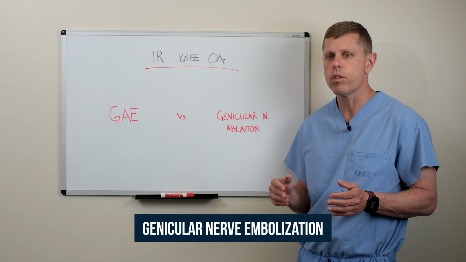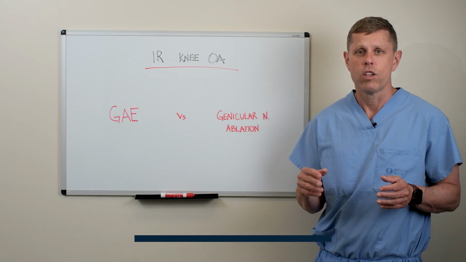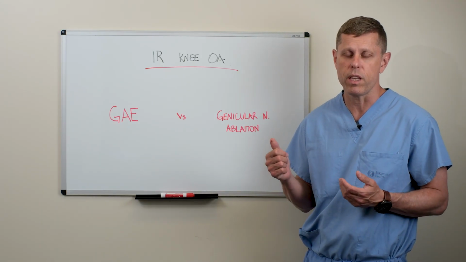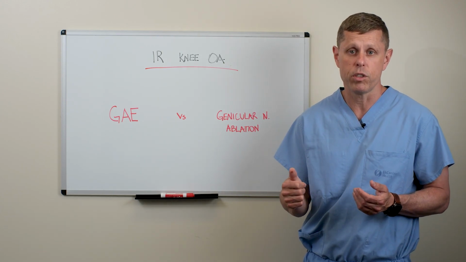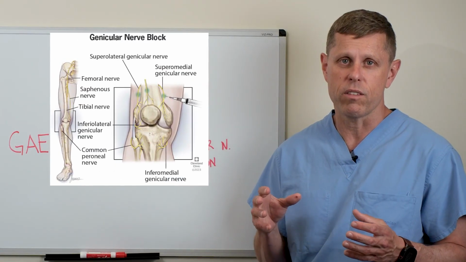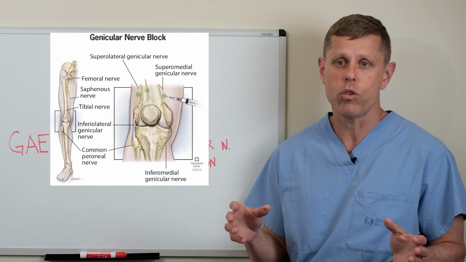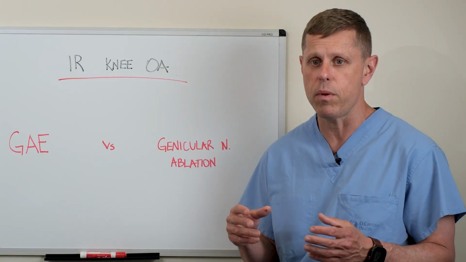The other procedure we can do is called the Genicular Nerve Ablation. It's a different spin on the topic. So there are essentially three main nerves that are going to the knee joint: the superior medial genicular nerve, the superior lateral genicular nerve, and the inferior medial genicular nerve. All innervate and are responsible for the pain around the knee joint. They don't have any motor function, so they're nerves that are not completely necessary and they can be ablated.